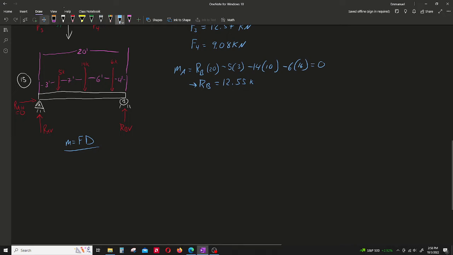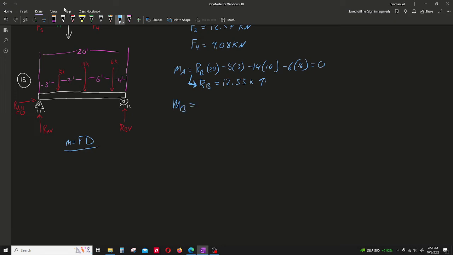I probably shouldn't put that arrow. I'll do it like that, that way you don't get confused, because RB is actually going up. It's a positive force going up. And yeah, so from here you could actually solve the next portion just by adding up all your forces, subtracting RB, but I just wanted to do this because we haven't done too much on moments yet.